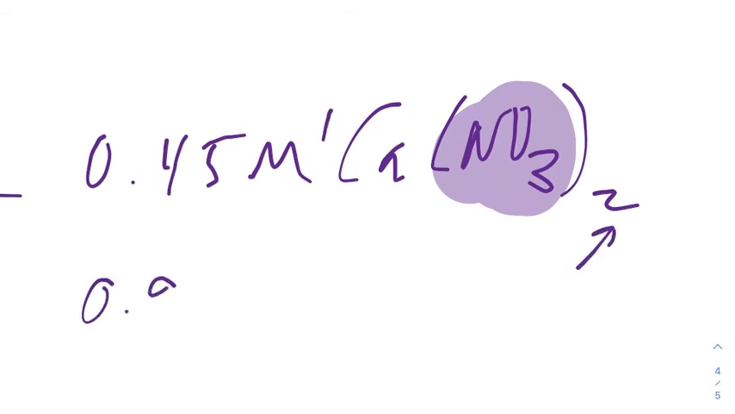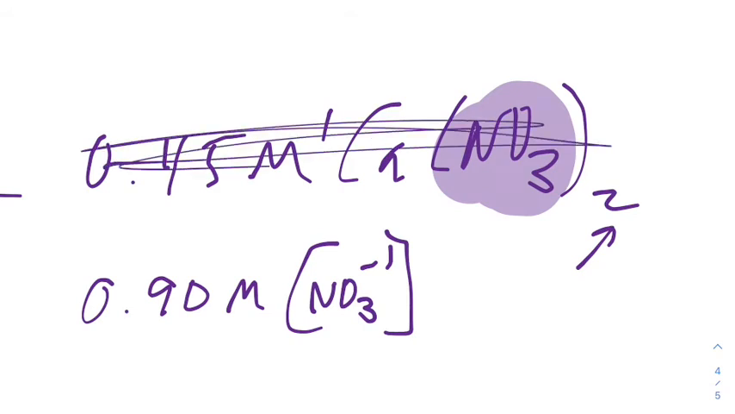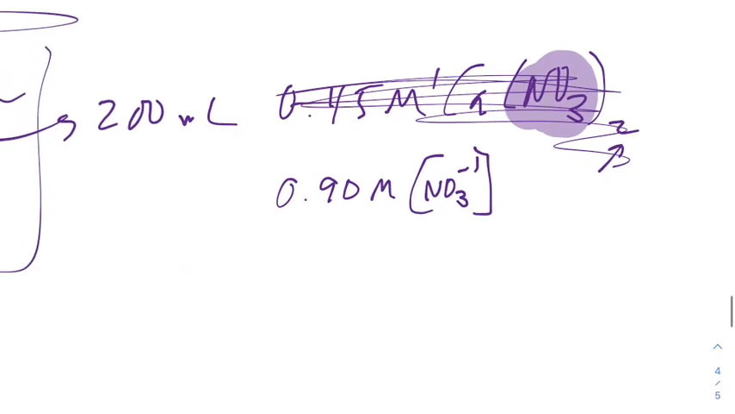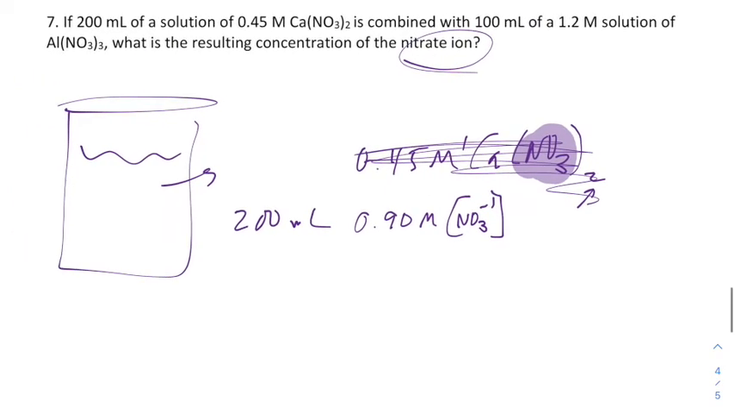So really it's 0.90 molarity for the nitrate ion, because it's going to be twice the 0.45. So I'm going to get rid of this. I really don't care about this. What I now have is 200 milliliters of 0.90 molarity nitrate from my first beaker. Now, let's see what's going to happen to that individual solution.